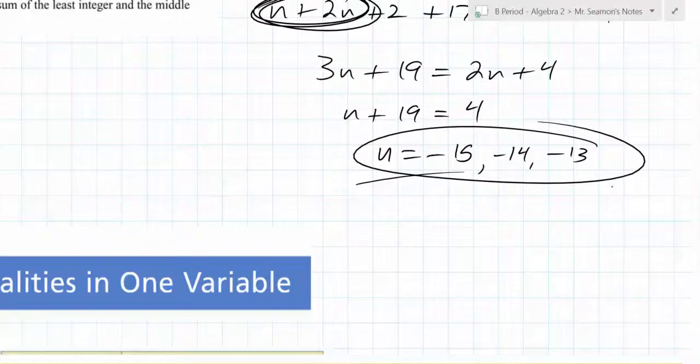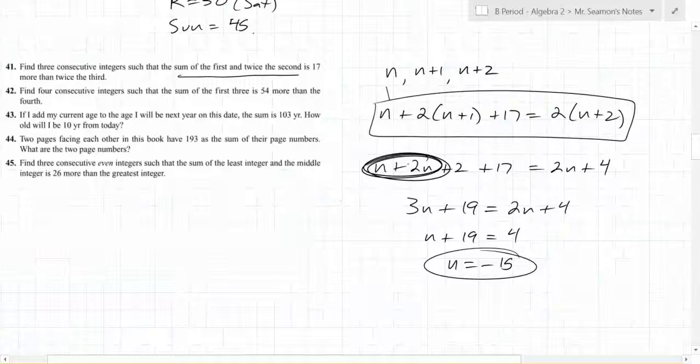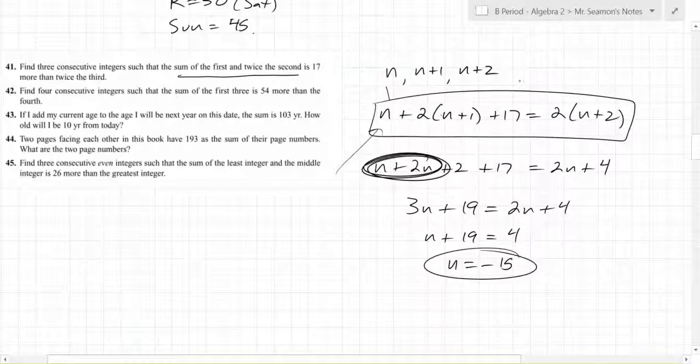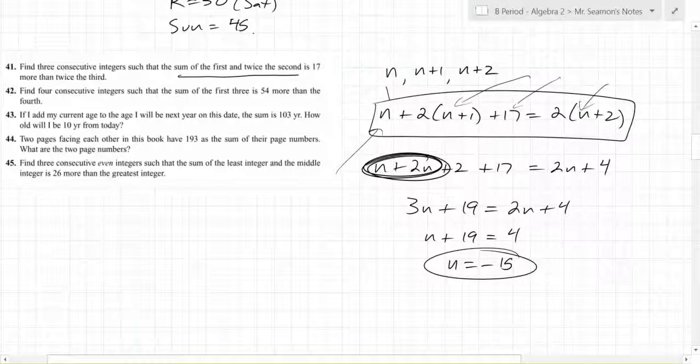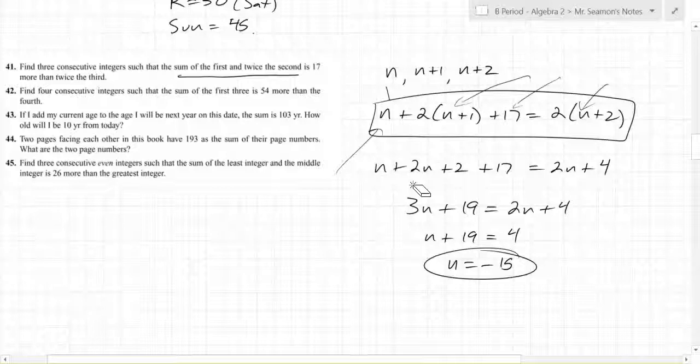Sit down, please. There we go. The sum of the first, that's the first number, and twice the second is 17 more than twice the third. Did I make a mistake here? Yeah, because it says is. So is that where you put the equals, and the 17 is on the other side? No. Why not? Is 17 more? Oh, you're right. Aha! Oh, there it is.